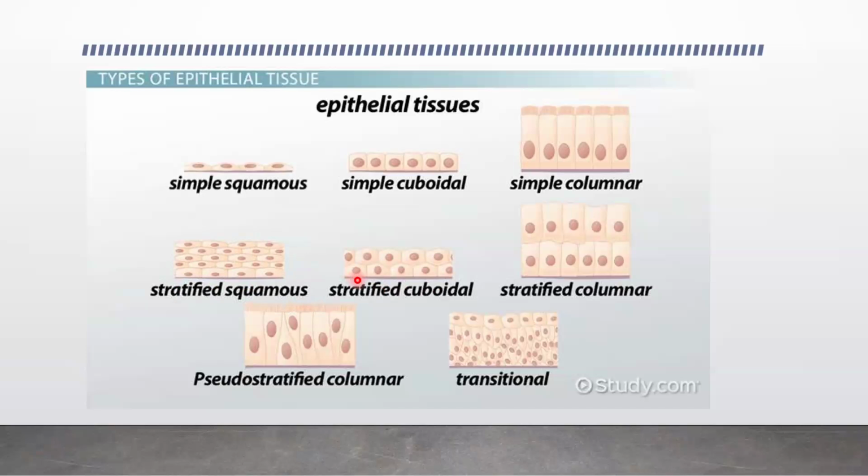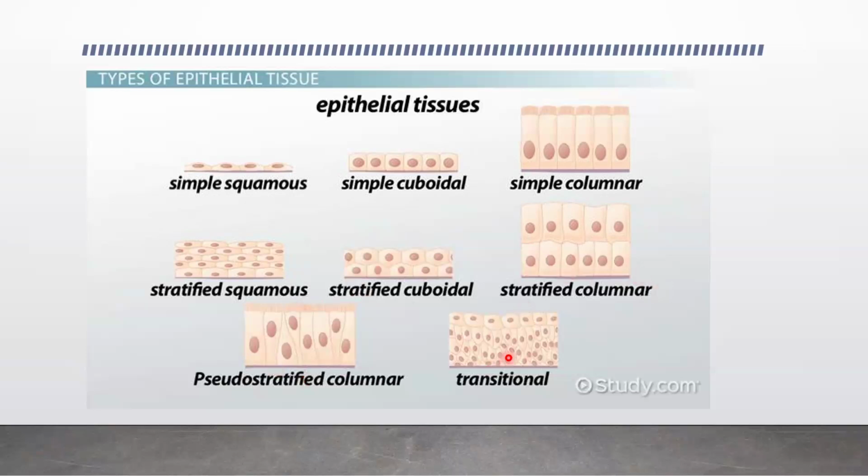For the stratified cuboidal, this one will be found usually in the sweat glands, and also in the large ducts of exocrine glands. Remember, simple cuboidal is found in small ducts of exocrine glands, while stratified cuboidal is found in large ducts of exocrine glands. Another function of stratified cuboidal is that it acts as a barrier and for protection.